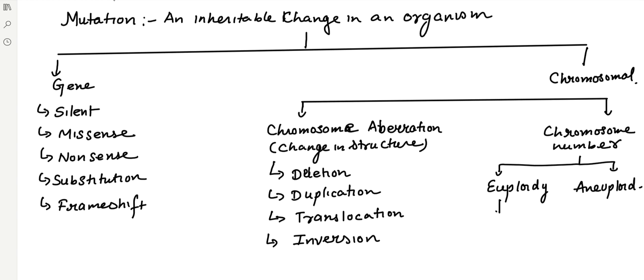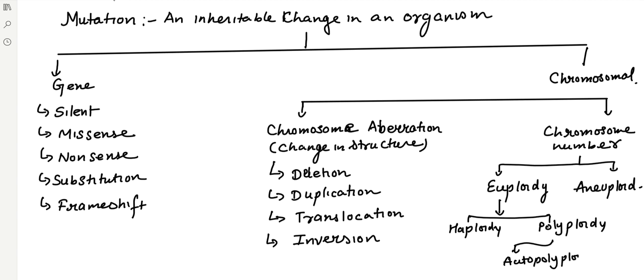In euploidy, we will have two different types. One is called the haploidy, because if a diploid organism is changed into haploid structure, then it's a mutation. And polyploidy. Under polyploidy, we're gonna study two different types: autopolyploidy and allopolyploidy. So these are the things which we're gonna study in details. लिख लीजिए.